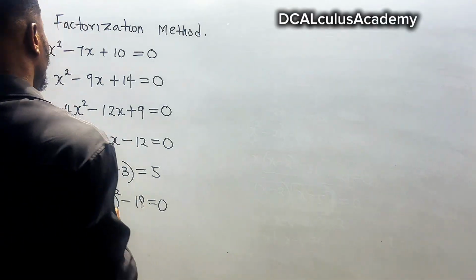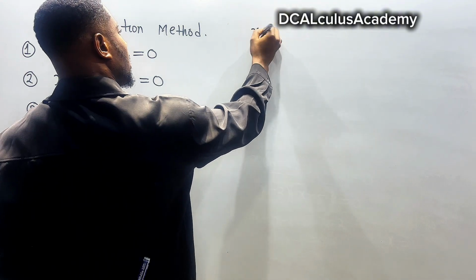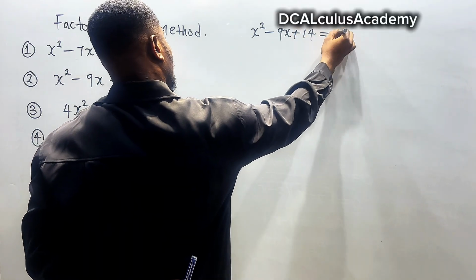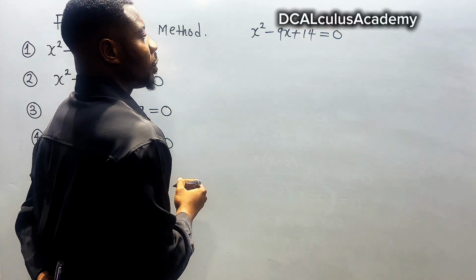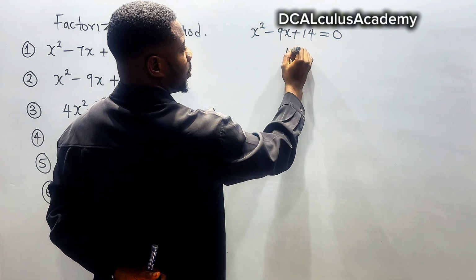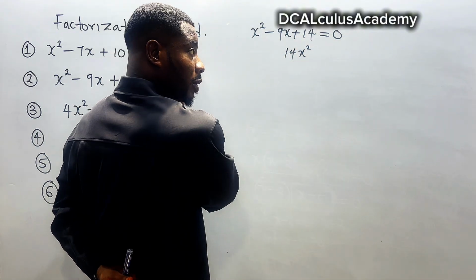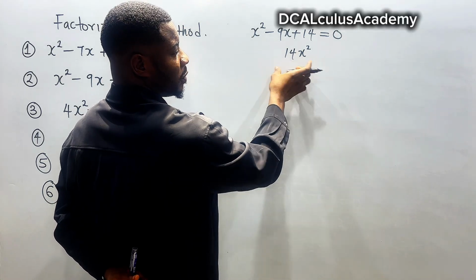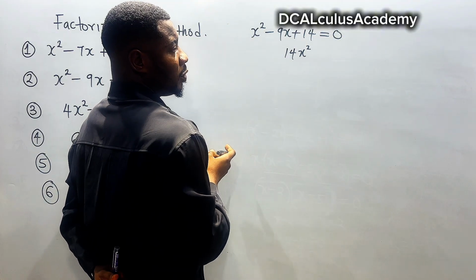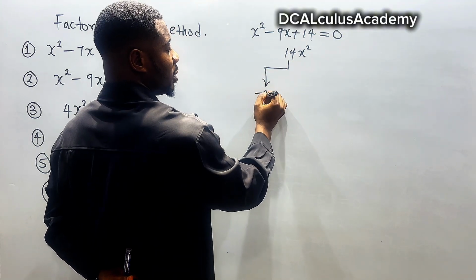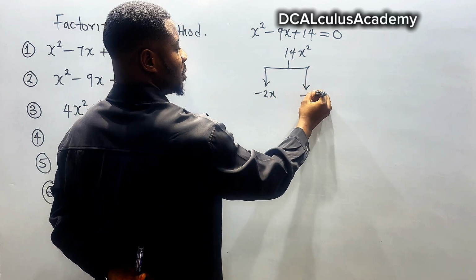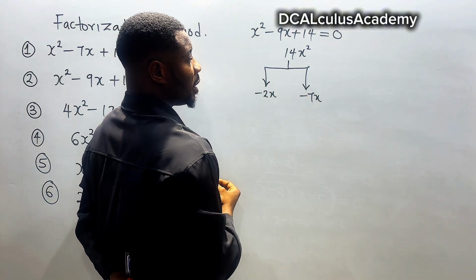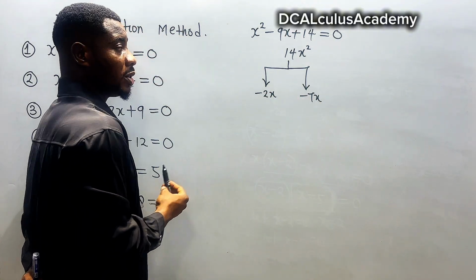Now the second question we have here is x squared minus 9x plus 14 is equal to 0. The same way, we multiply this and this, that gives us 14x squared. So we need two factors that will give us minus 9. From 14 we have 2 and 7. 2 times 7 is 14. So 2 and 7 are the good factors, because if I do negative 2x and negative 7x, I'll get negative 9x, and negative 2x times negative 7x gives us positive 14x squared. So these are the accepted factors.